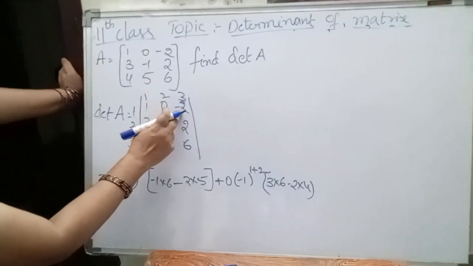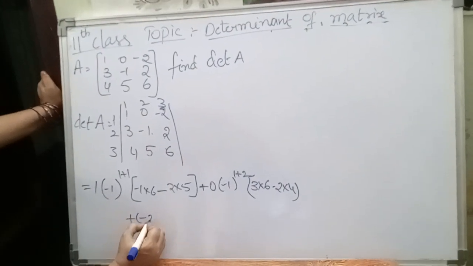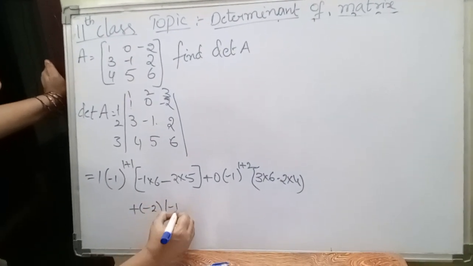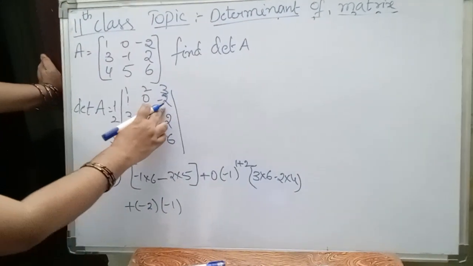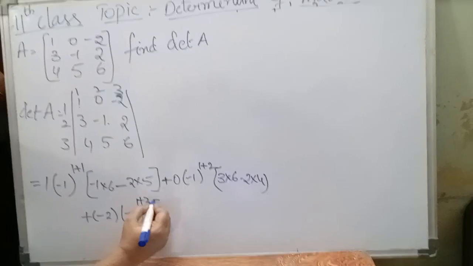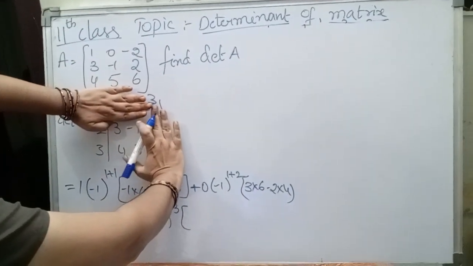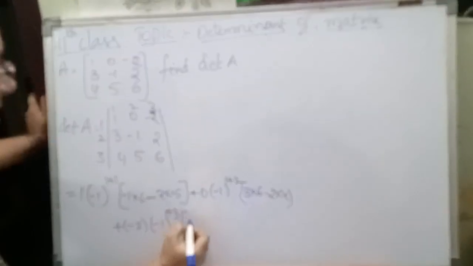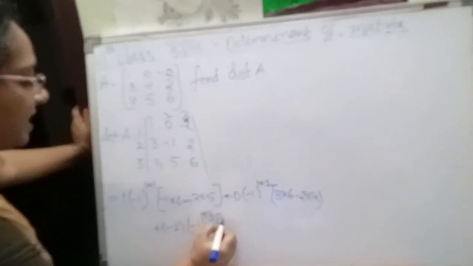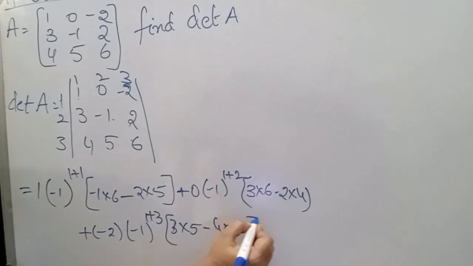Next, the third element, minus 2, plus minus 2 into minus 1 power. This is first row, third column, so 1 plus 3 in brackets. Close this row and column. What remains? 3, 5, minus 1, 4. So 3 into 5 minus 4 into minus 1.